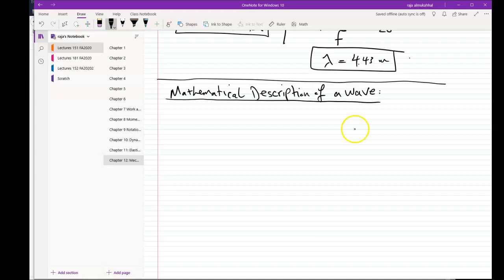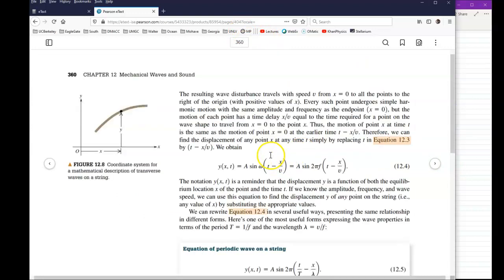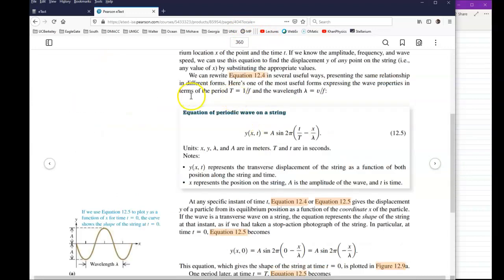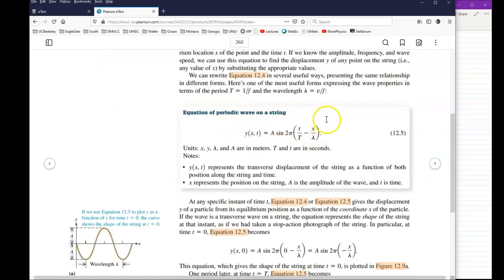I want to show it to you in the book. It's on page 360. Oh, next page. And I'm going to talk about it. But basically, you don't need to worry about how he goes on and on about it. What you need is this one. He gives the equation of a periodic wave on a string, and that's specifically for the string, okay? So we are specialized in that.